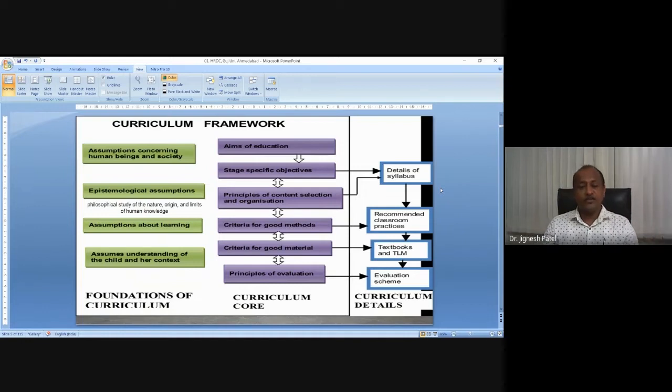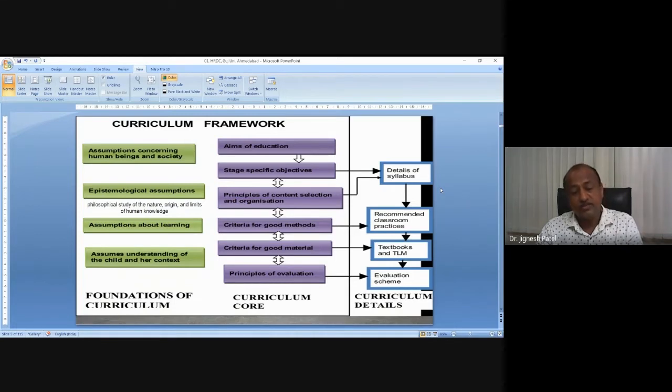In the same way, on the left side, you can say that assumptions concerning the human being and society should be there while talking about the foundation of curriculum. So what are the assumptions concerning the human beings and society? What the society wants, what the society demands, what is the expectation of the society? Those all things should be considered while framing this curriculum. Even the philosophical study of the nature, origin, and limits of human knowledge should also be kept in mind while framing the curriculum. Assumptions about learning, how the learning will take place, those assumptions should also be focused on while framing the curriculum.